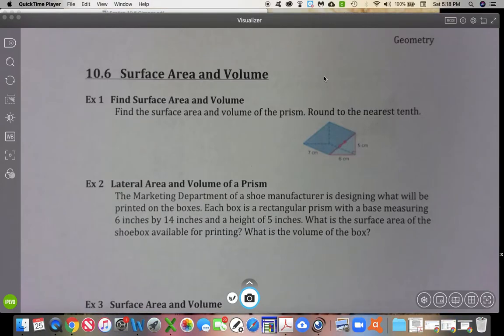Okay, geometry, this is the last section of chapter 10. This is surface area and volume. So this note sheet, I want you to flip over to the back side first.